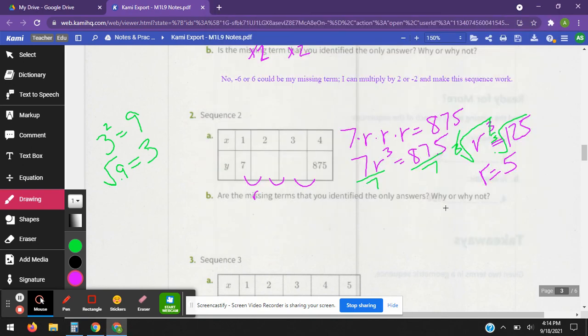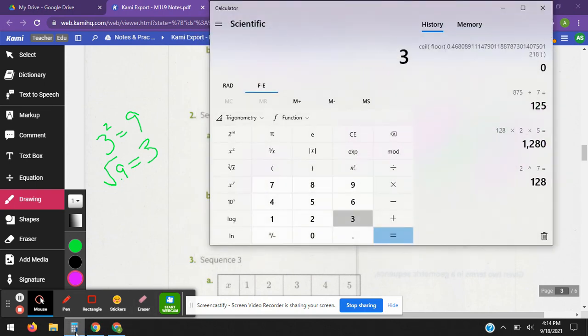All right. So, are the missing terms identified the only answers? Well, I have 3, but I said 5s. Oh, so I've got to fill in my boxes. 7 times 5 is 35. 35 times 5, let's do that.